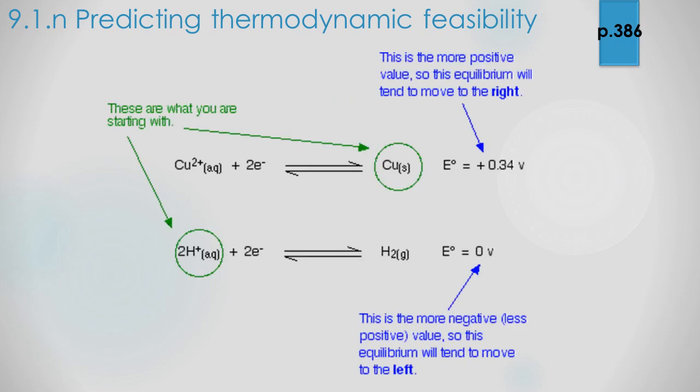Again, re-explaining it, you are starting with Cu solid and H+. You have the E0 value of Cu2+/Cu is more positive, so the equilibrium tends to move to the right. The E0 value of H+/H2 is more negative, or less positive, compared to that of Cu2+/Cu, so the equilibrium will move to the left. So the reaction is thermodynamically not feasible.